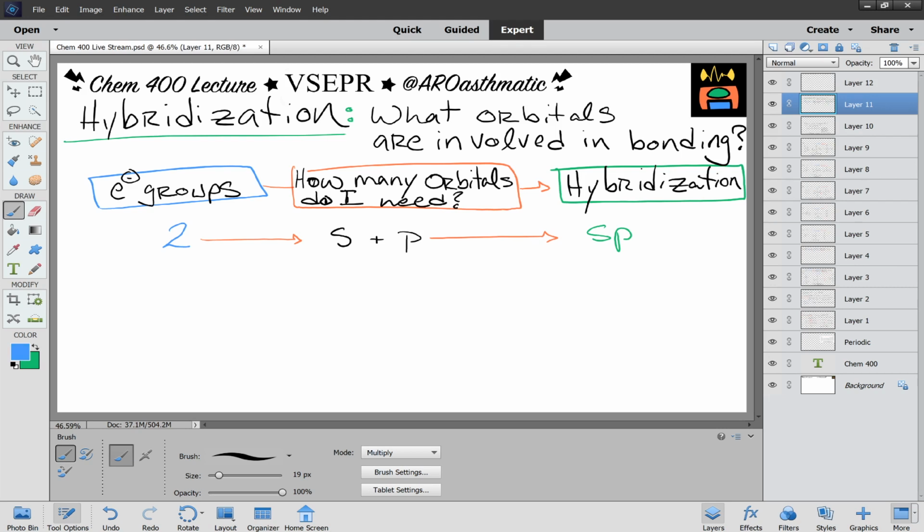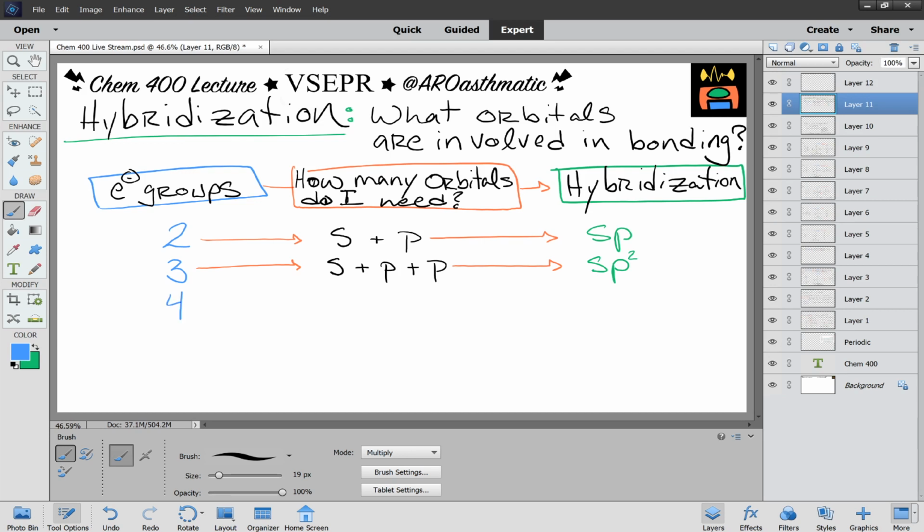What if you have 3 electron groups? Well, we need to get 3 orbitals involved in bonding, right? So we're going to do one s plus a p plus a second p. We need 3 orbitals for our 3 electron groups. So that means our hybridization will be sp2.